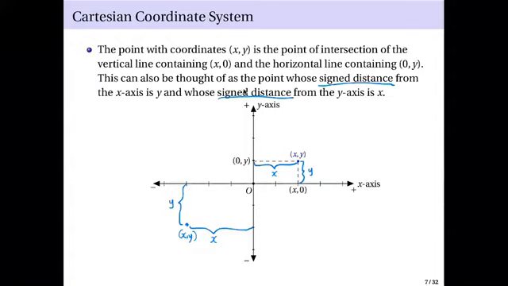If we remove the word signed here, we have to take the absolute value of x here and the absolute value of y here. That's the actual distance of the point from the y-axis and the point from the x-axis.